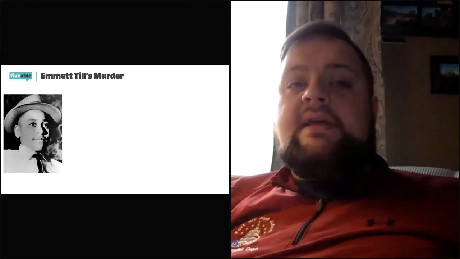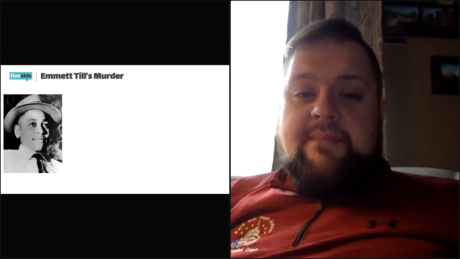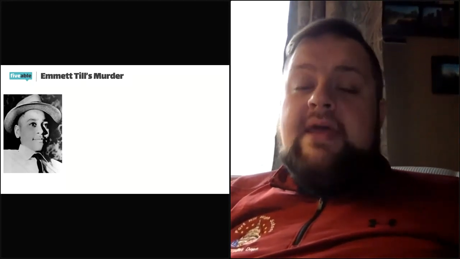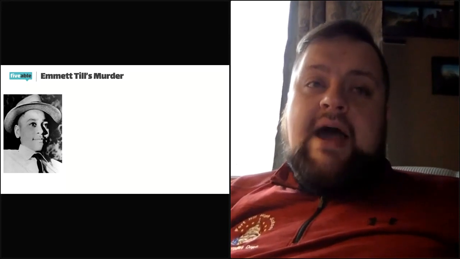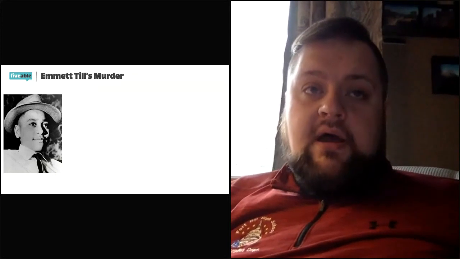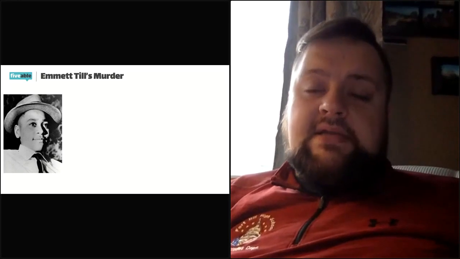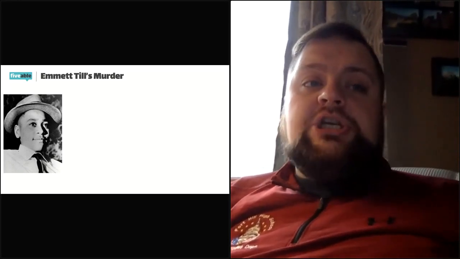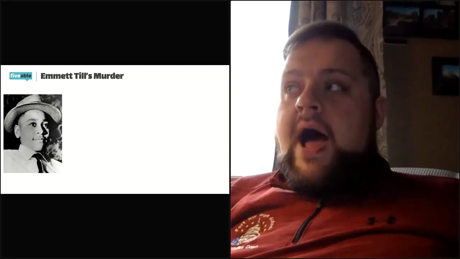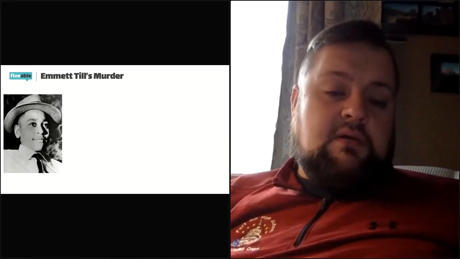His mother has the casket shipped back, because what they actually try to do is bury the casket with Emmett Till's body in Mississippi. And at the last minute, because they're trying to cover it up, they order the body to be sent back to his mother in Chicago. And so the body is sent back to Mamie Till, his mother, and when she gets there, she describes the horrific smell before she even gets in the building where the body's at.